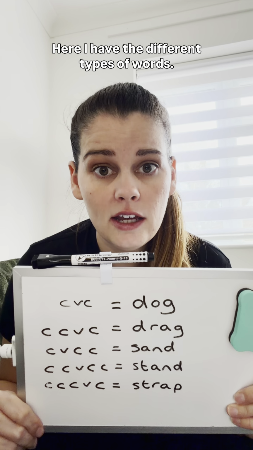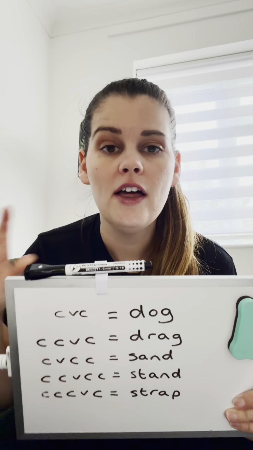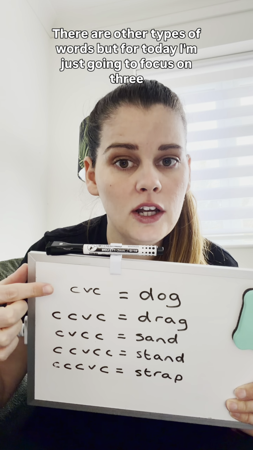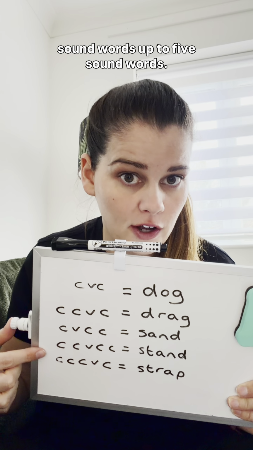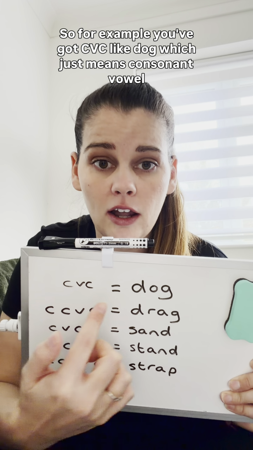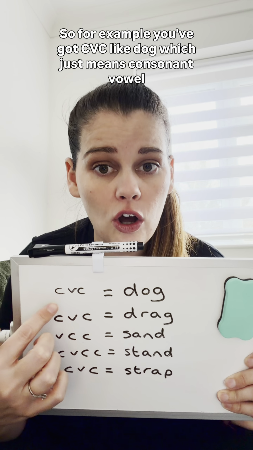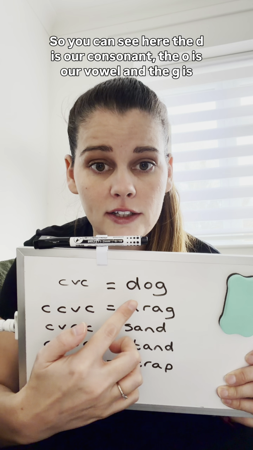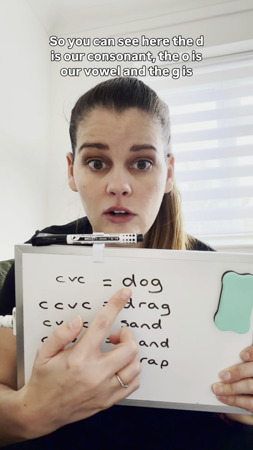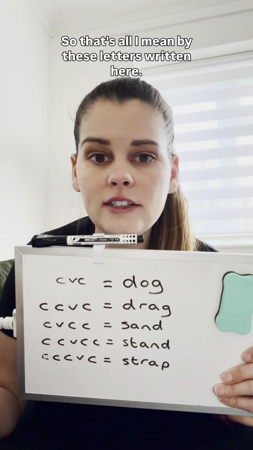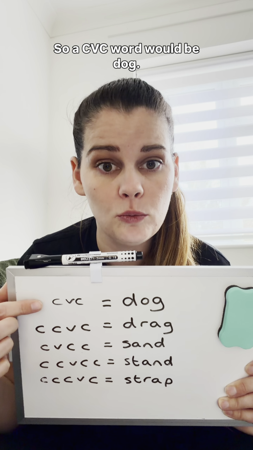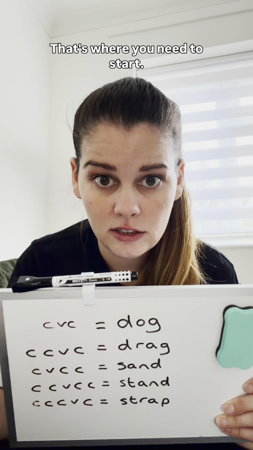Okay, here I have the different types of words. There are other types of words, but for today, I'm just going to focus on 3 sound words up to 5 sound words. So for example, you've got CVC, like dog, which just means consonant, vowel, consonant. So you can see here the D is our consonant, the O is our vowel, and the G is the consonant. So that's all I mean by these letters written here. So a CVC word would be dog. That's where you need to start.